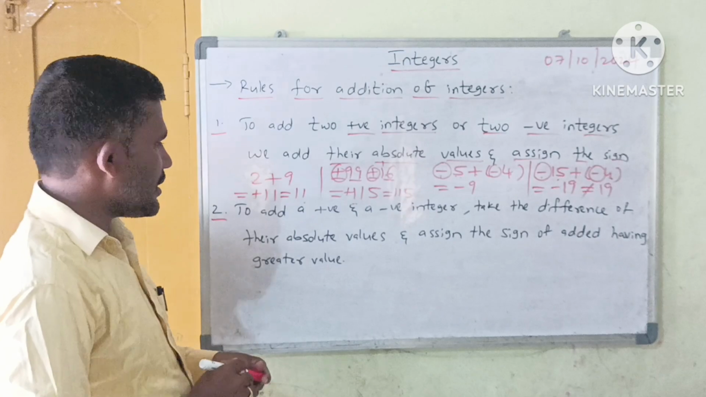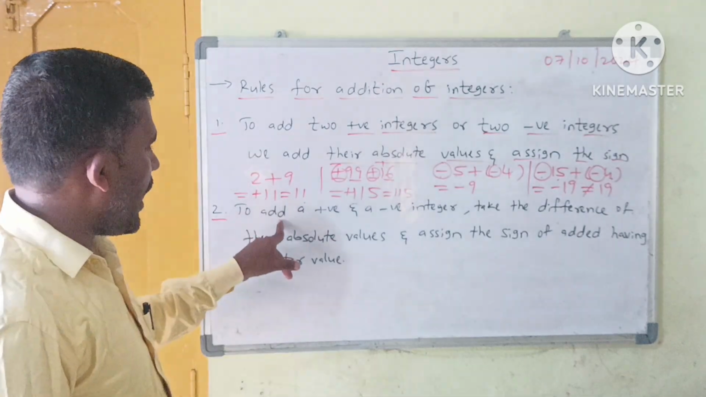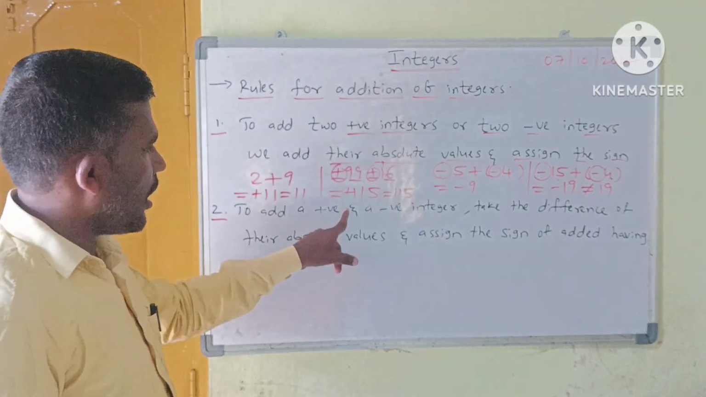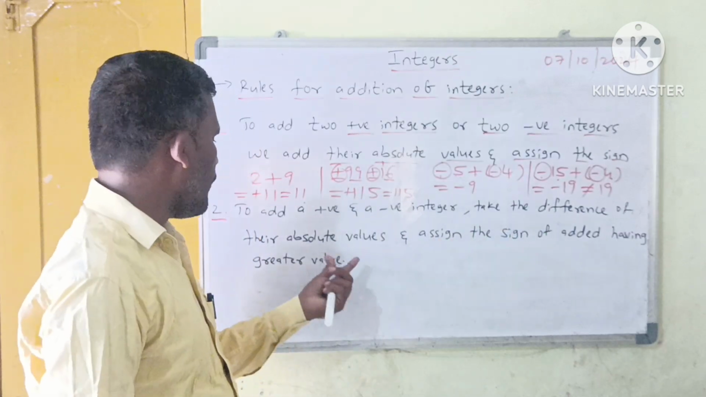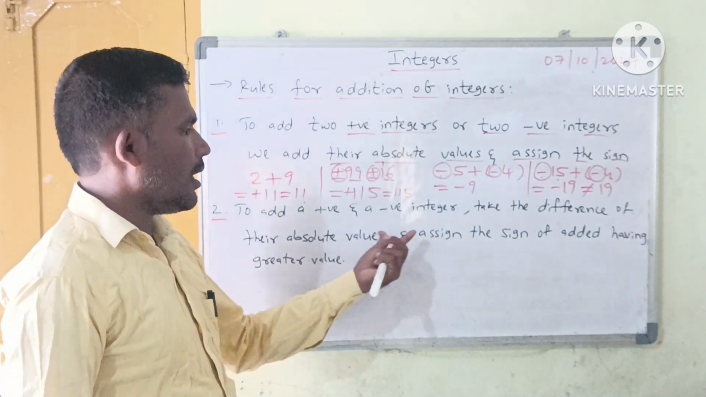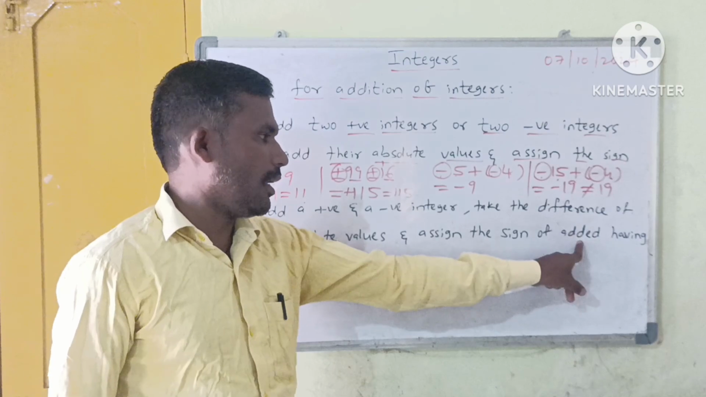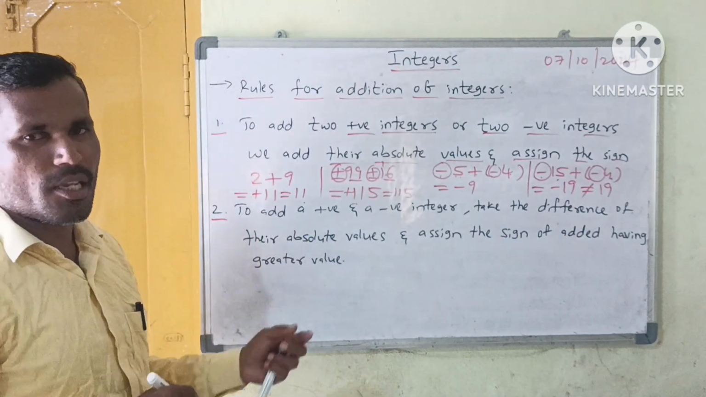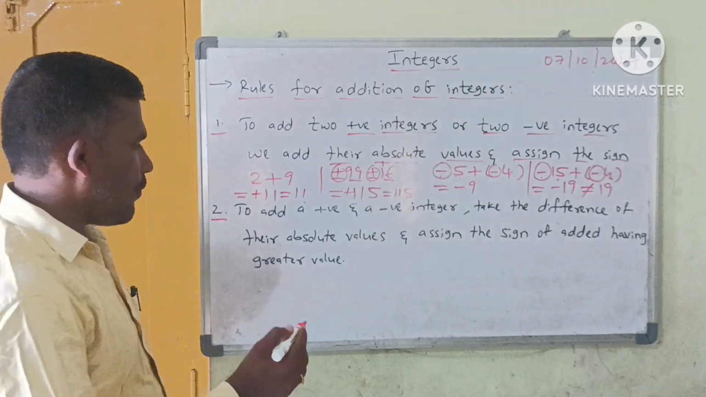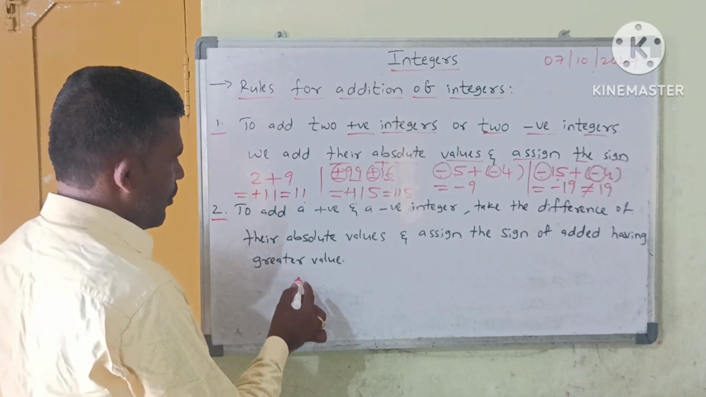The second rule is to add a positive and a negative integer. Take the difference of their absolute values and assign the sign of the addend which has the greater absolute value.